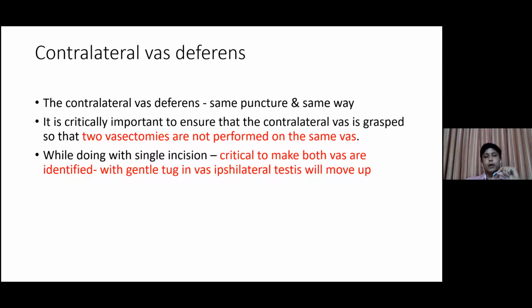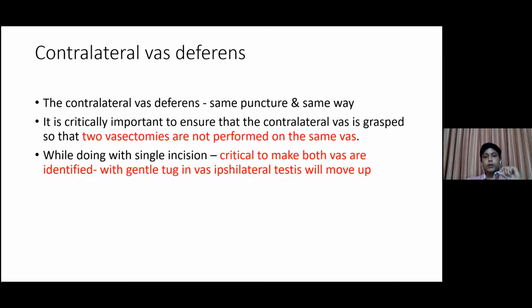So about the contralateral vas deferens. You do the surgery on a single side, and we have to repeat the same thing on the other side. We can do it through the same puncture, or we can use another incision.